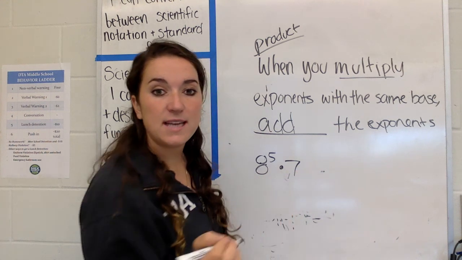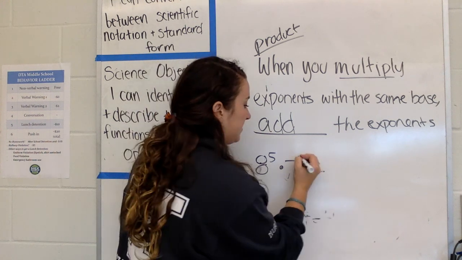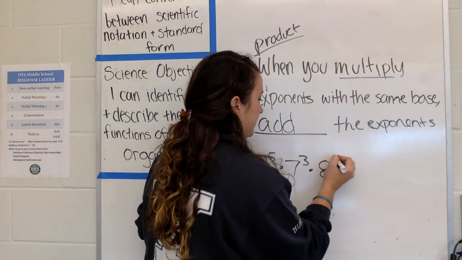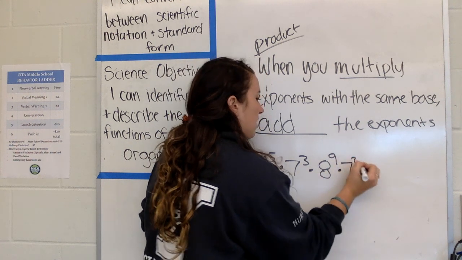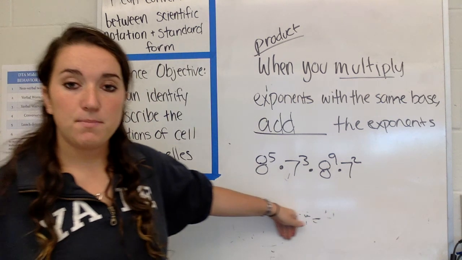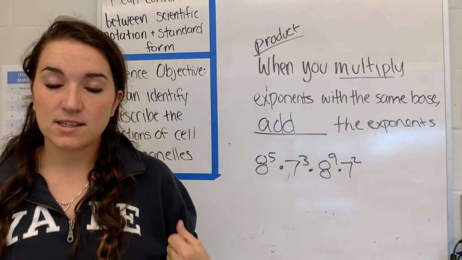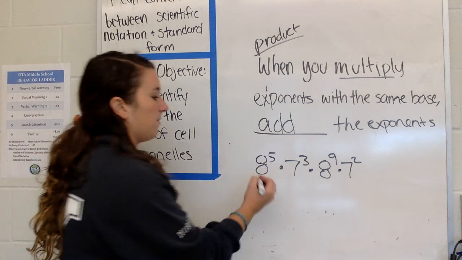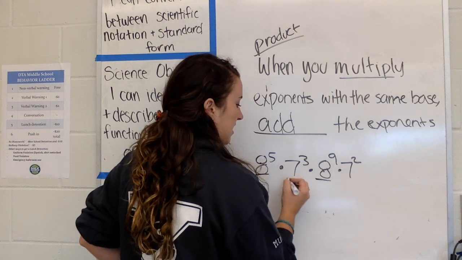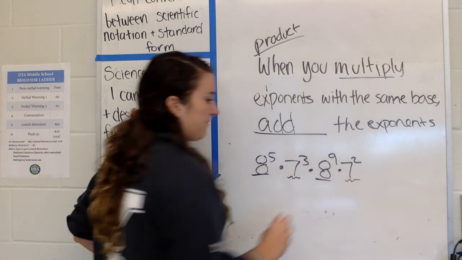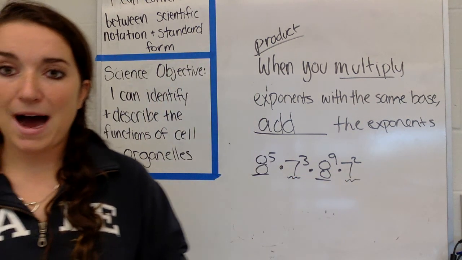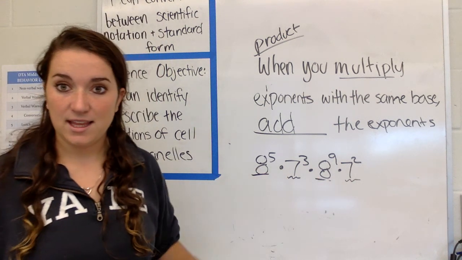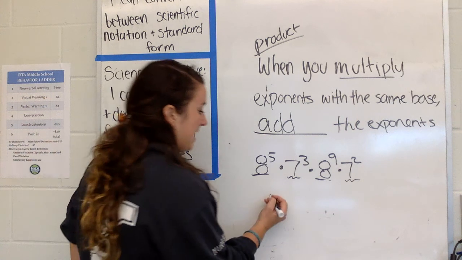So for the first example, we have 8 to the 5th, 7 cubed, 8 to the 9th power times 7 squared. All of this is multiplication, but do they all have the same base? No, they do not. Which ones have the same base? We have 8 to the 5th and 8 to the 9th, and then we have 7 cubed and 7 squared. So I'm going to combine the ones with the same base. How can I combine 8 to the 5th and 8 to the 9th? Right, I add my exponent.